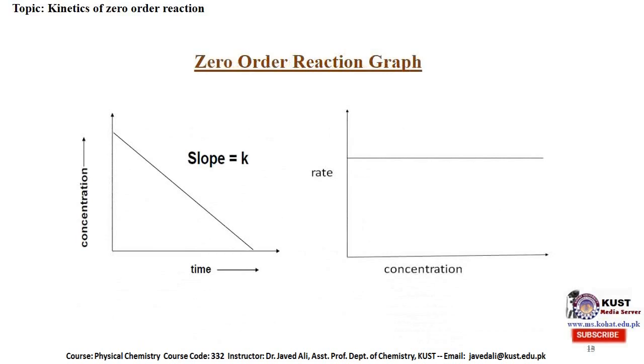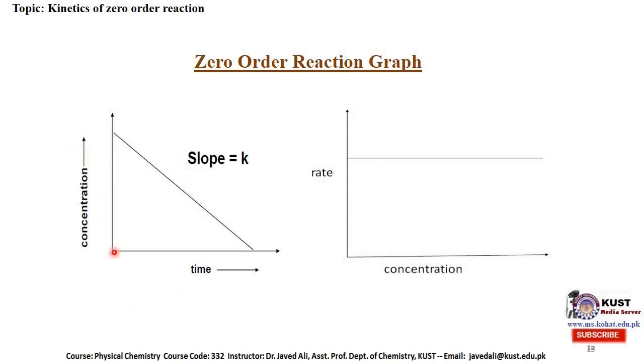Zero order reaction graph. We can plot the concentration of reactant versus time. The concentration of reactant will decrease with respect to time with constant slope. It means the rate of disappearance of reactant with respect to time is constant, and it is independent of reactant concentration.